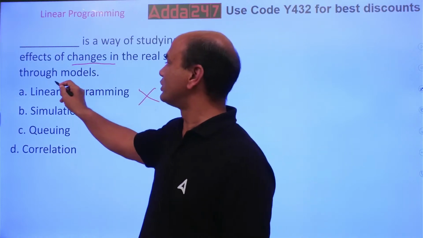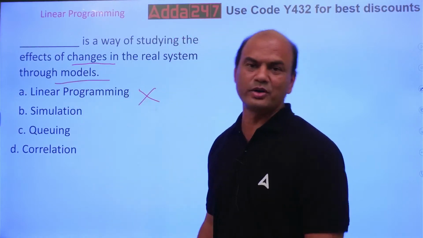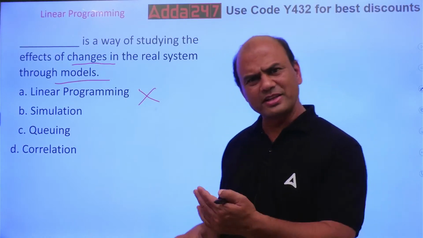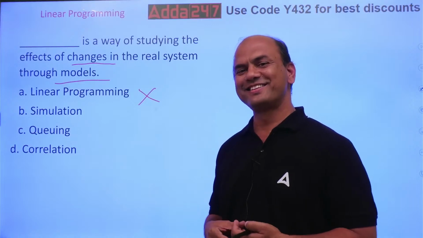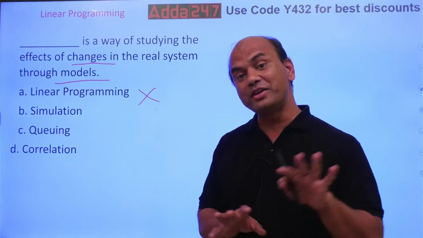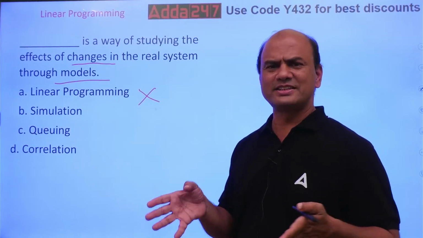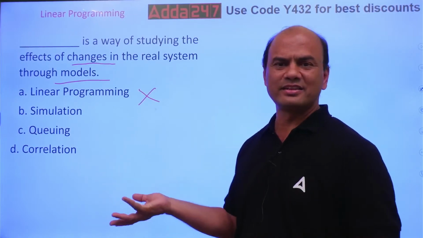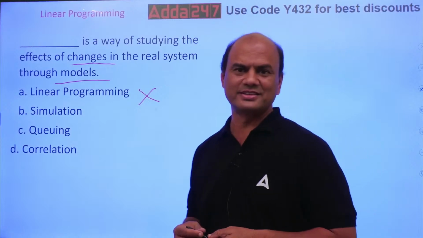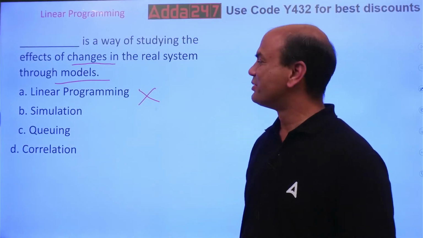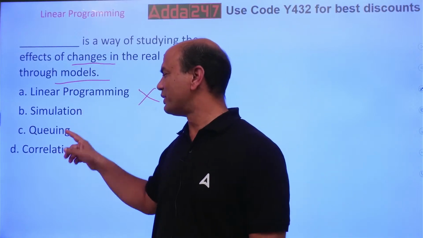You are focusing on models over here. Models means what? Futuristic. Linear programming is back. History. Linear programming, you are having the constraints. Okay? And you have just a set of equations and you are finding the answer, objectives in this. LPP is not the answer. Models, either simulation, queuing or correlation.